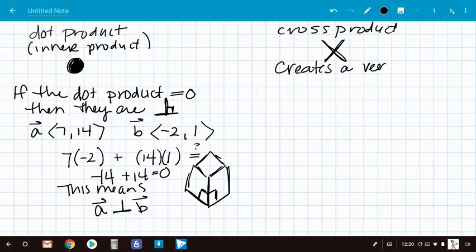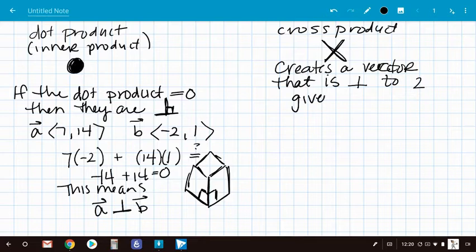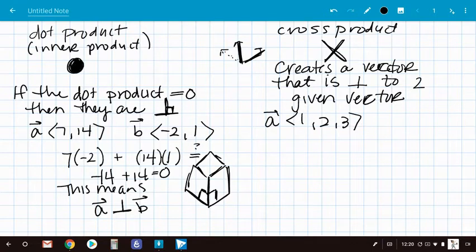The cross product creates a vector that is perpendicular to two given vectors. And so this one is a 3D thing. So if I give you in 3D this one and this one, you're going to create this one, the third side of my box here. It's also perpendicular. So A, I'm going to give you is 1, 2, and 3. And B, I'm going to give you as 4, 5, and 6. So then you'll see this.